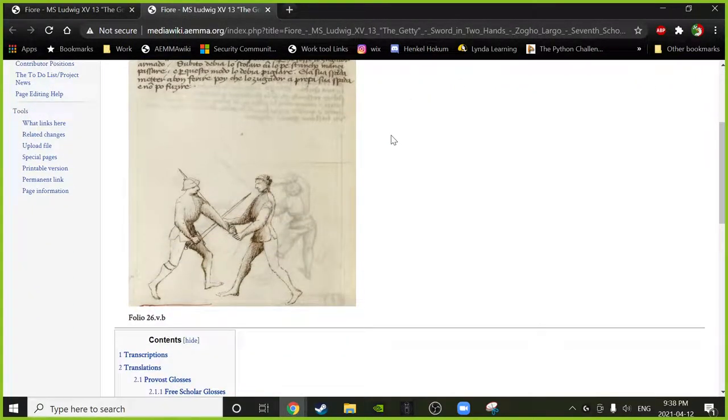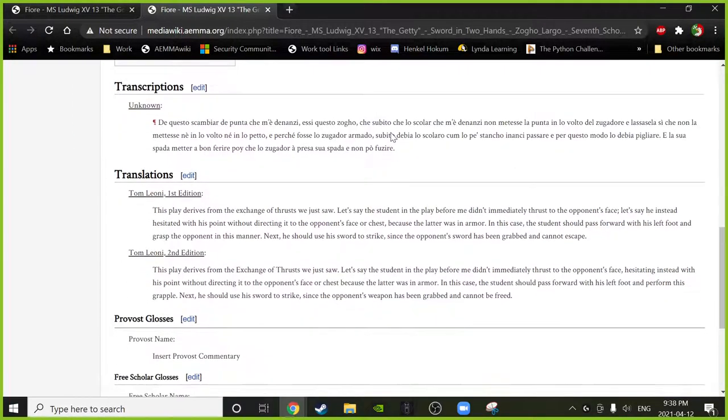We have an entry to the handle. How interesting. Another entry.